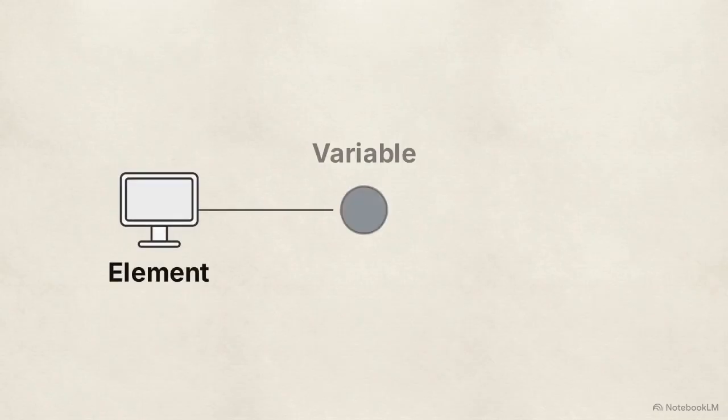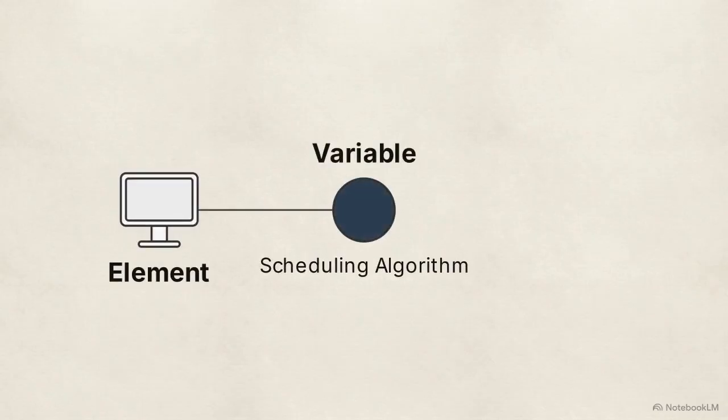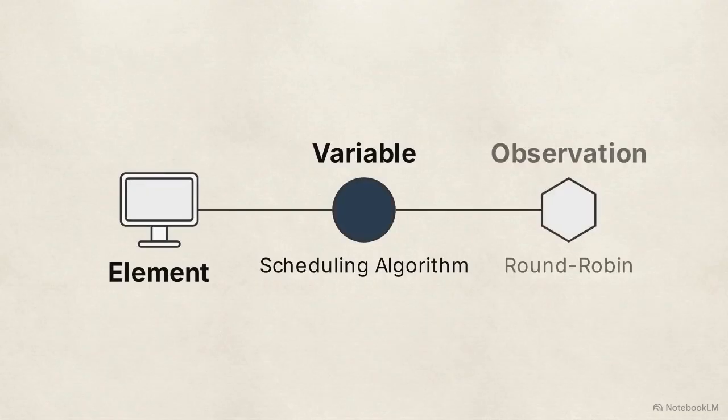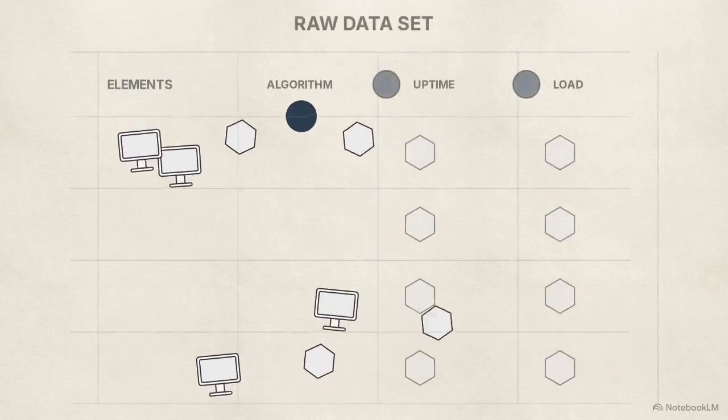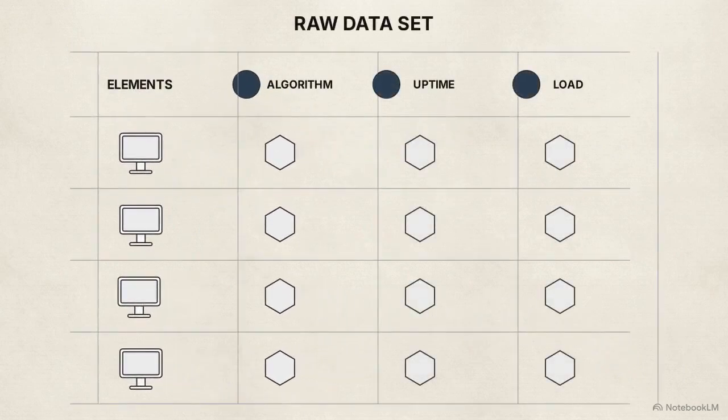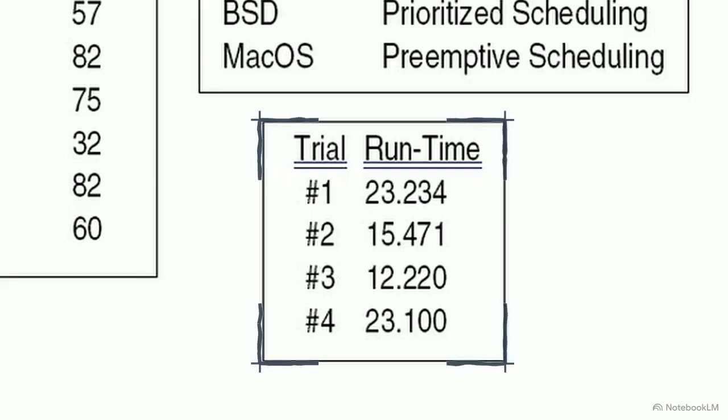We classify that extracted characteristic as a variable. We then measure the specific state of that variable. For this computer, we record that its scheduling algorithm is round robin. That single recorded value, the result of our measurement, is the observation. When you compile multiple observations taken from several different elements, you generate a raw data set. This table shows exactly how that data aggregates into a structured matrix.